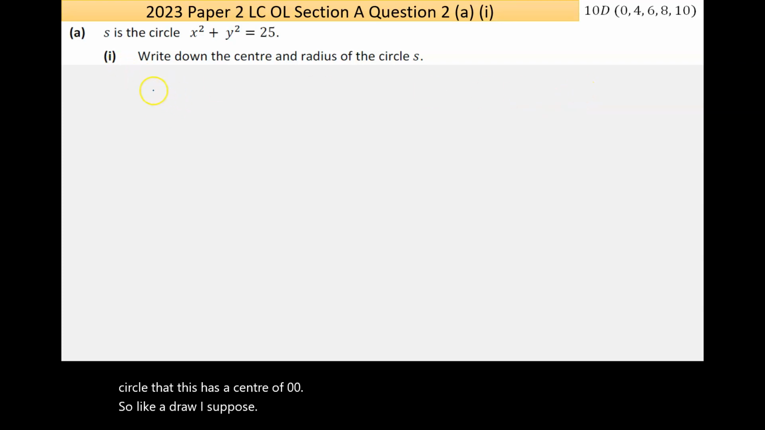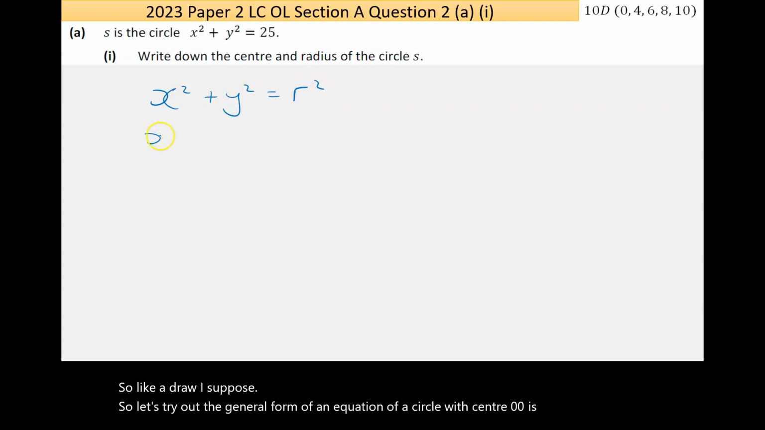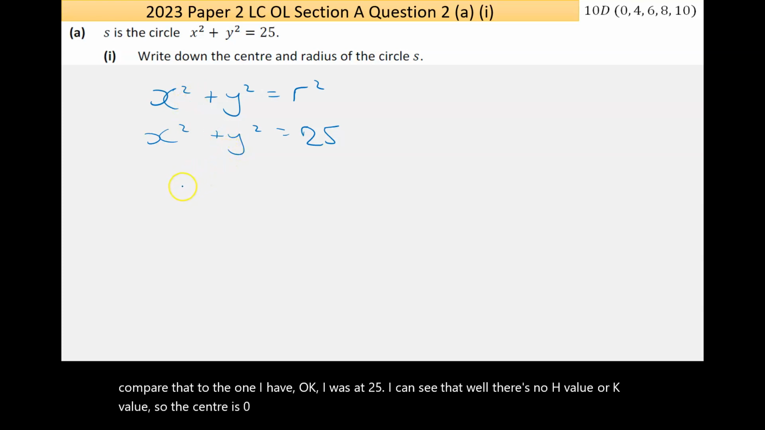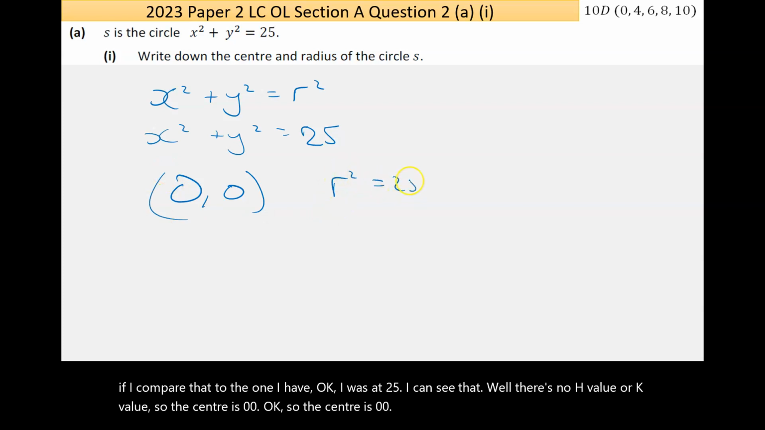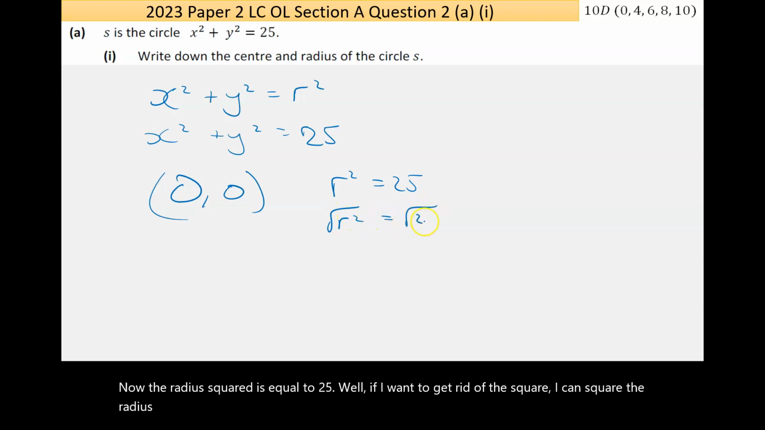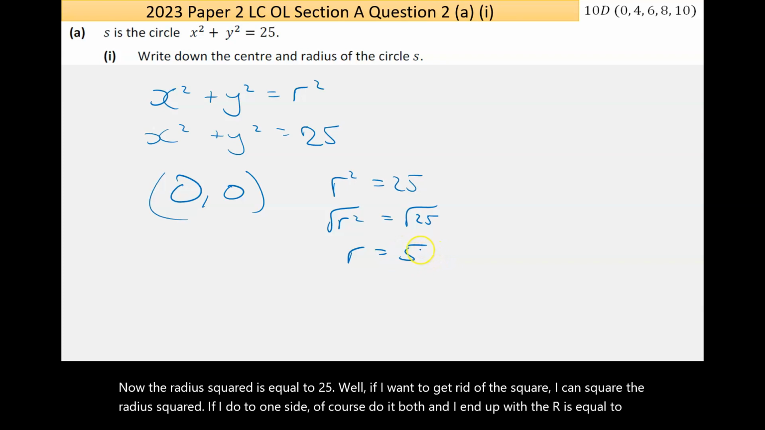So just write out the general form of an equation of a circle with center 0, 0, which is this form. Now, if I compare that to the one I have, which was 25, I can see that there's no h value or k value, so the center is 0, 0. Now, the radius squared is equal to 25. If I want to get rid of the square, I can square root the radius squared. If I do it to one side, I've got to do it to both, and I end up with r is equal to 5. And that's it.